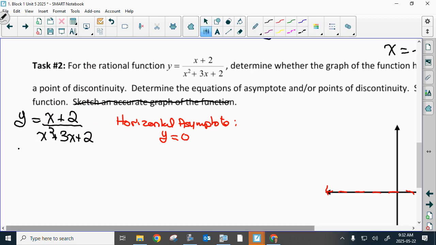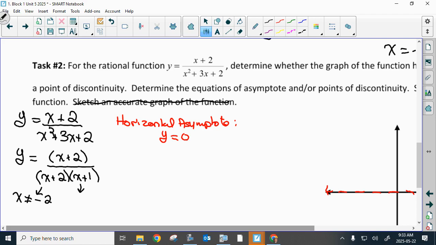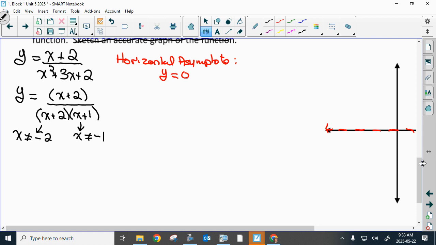Now I have to factor everything. If I can't factor the numerator, it becomes its own factor. I factor my denominator. And you make sure your factoring is correct. From here, I state my NPVs. X cannot equal negative 2. X cannot equal negative 1. Once I've stated my NPVs, I simplify. The factor that simplifies becomes a point of discontinuity.